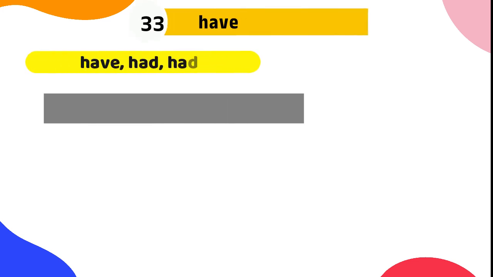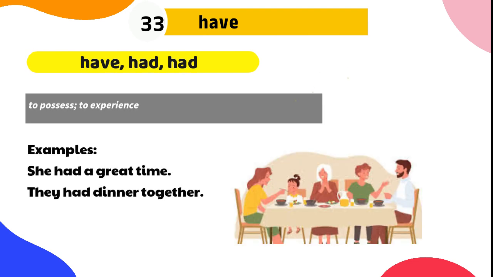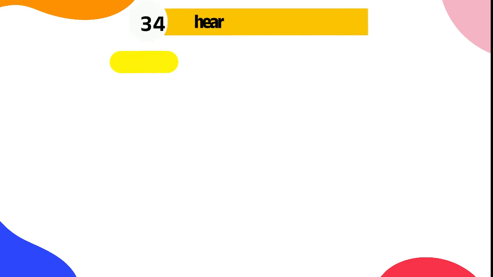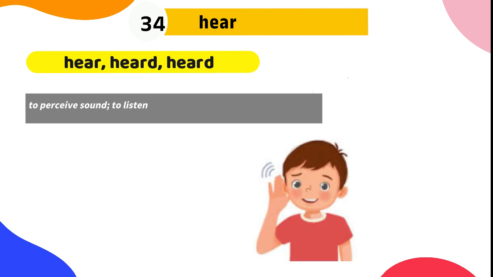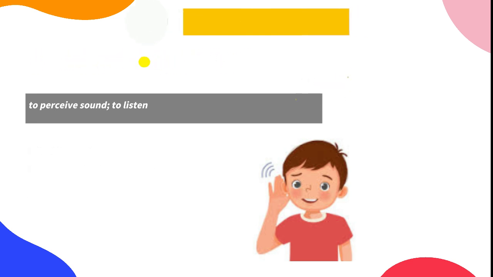Have, had, had. Meanings: to possess, to experience. Examples: She had a great time. They had dinner together. Hear, heard, heard. Meanings: to perceive sound, to listen. Examples: He heard the music. She heard a loud noise.